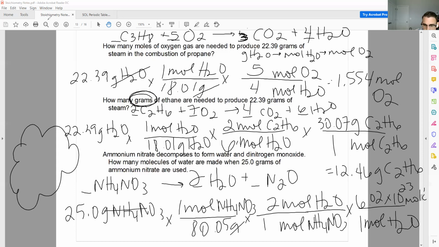Everything cancels, grams cancel, moles cancel, moles cancel. You're left with molecules of H2O. The answer, 3.76 times 10 to the 23rd molecules of H2O. Okay. That's that. These are the longest conversions that you're going to have to do. Okay, 4 steps. Use your mole map, have your mole map in front of you so you can follow along what steps you need to take.